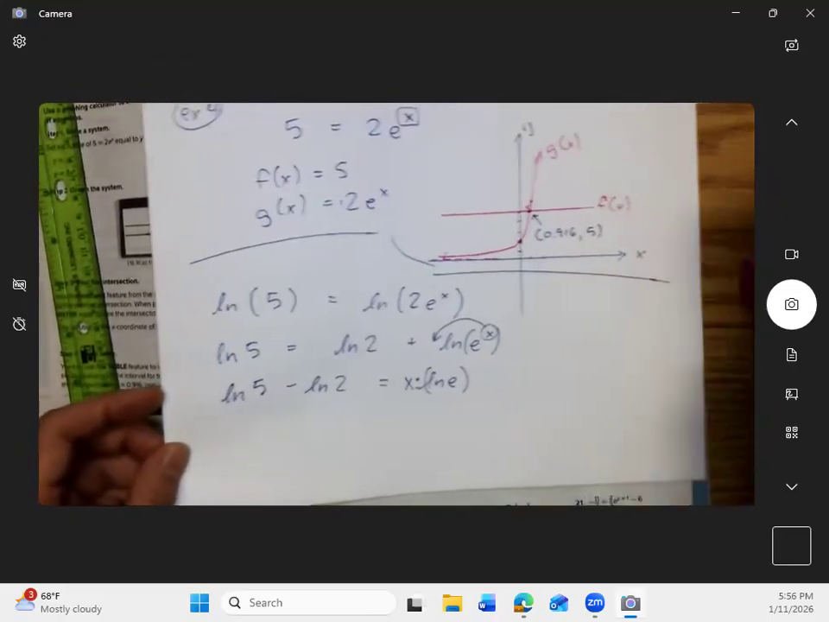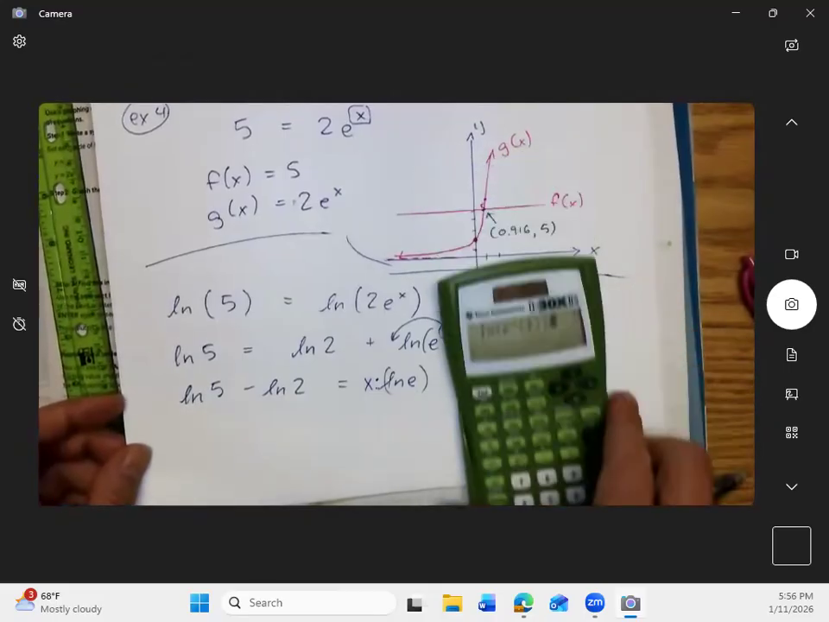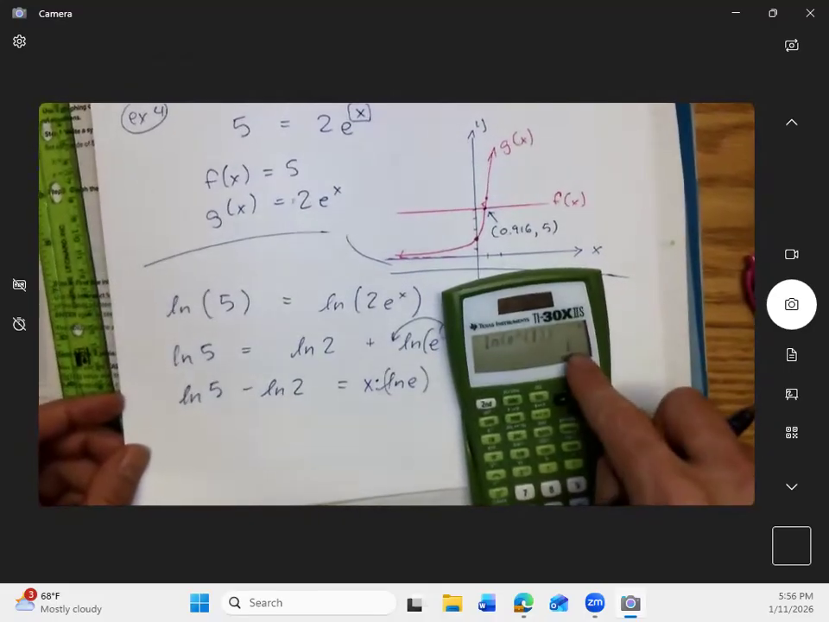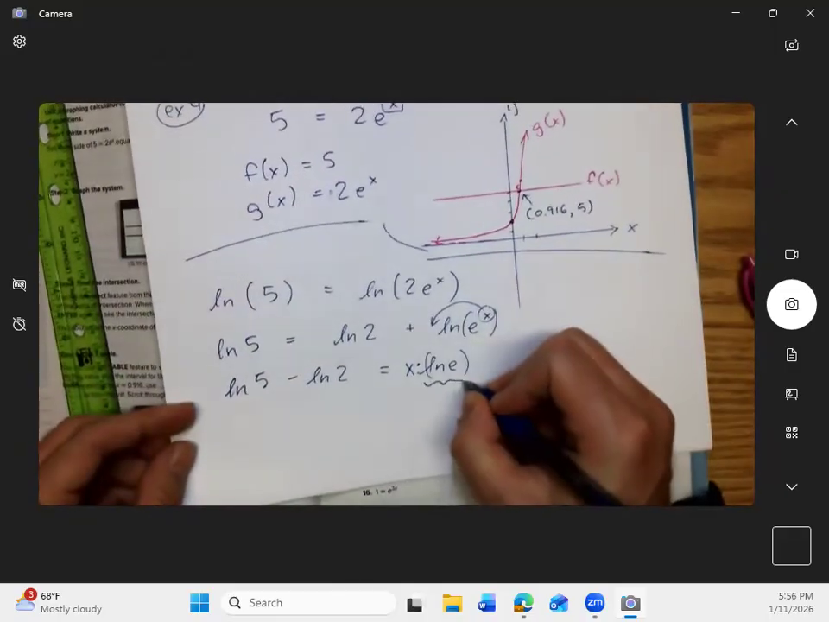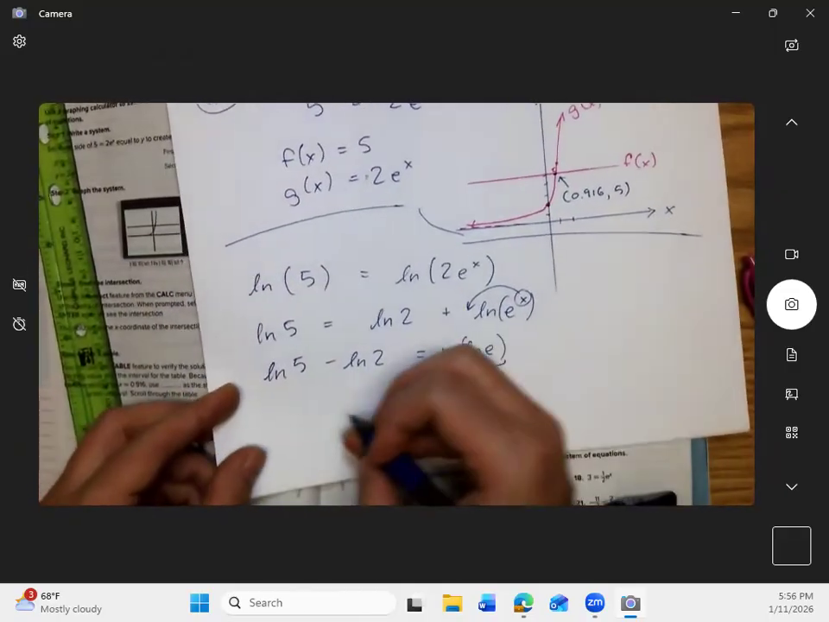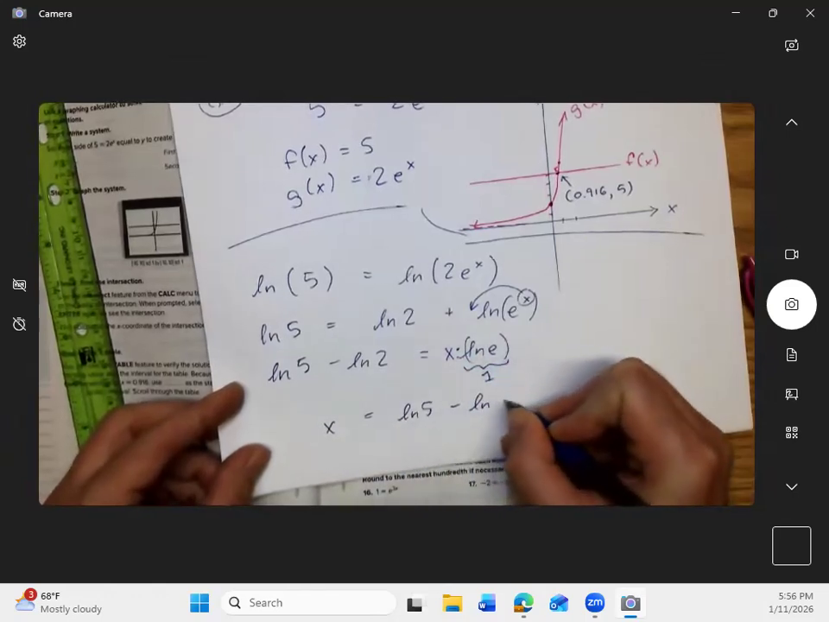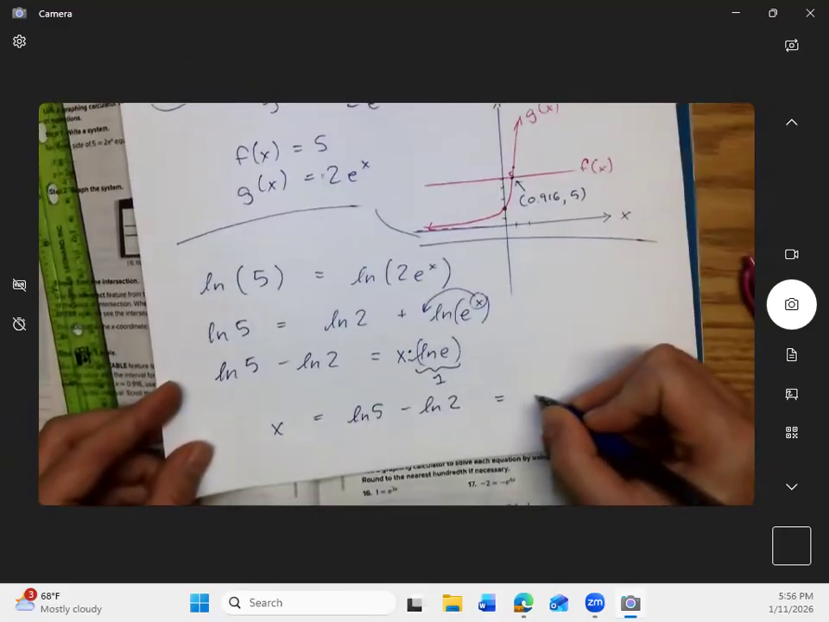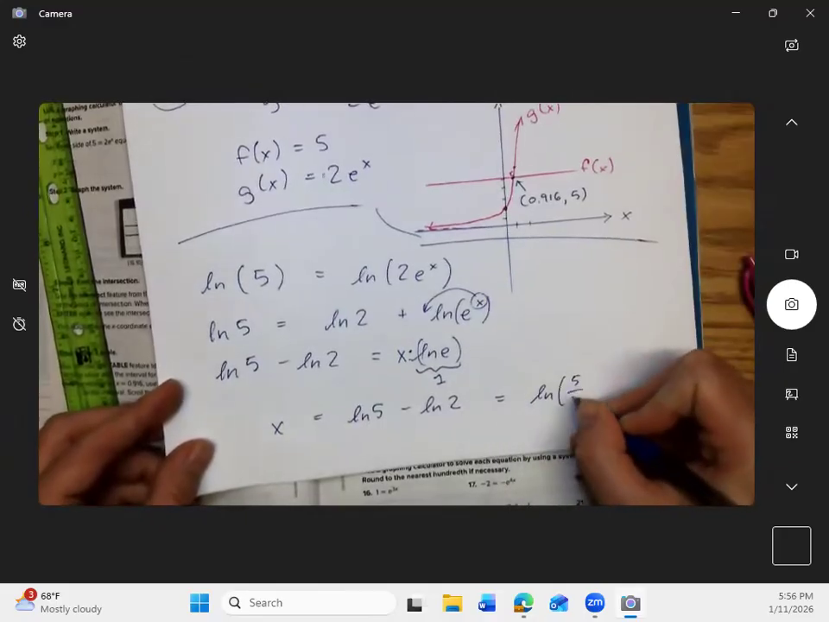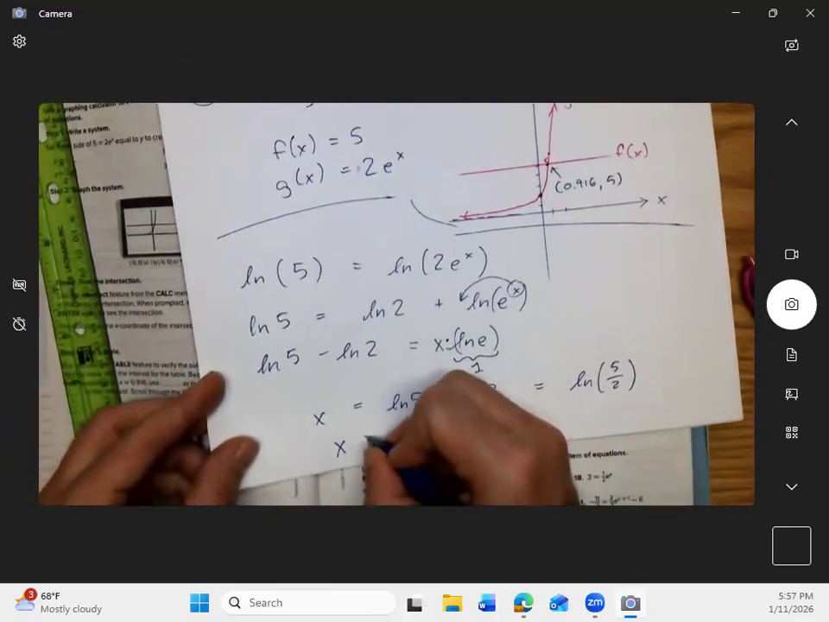And natural log of e, it turns out, and I'll show you guys, is 1, because natural log of e is 1. So this part is equal to 1, which means this whole right side is equal to x, which means this is the answer. So x is equal to natural log of 5 minus natural log of 2, which, by the way, was the same thing as natural log of 5 over 2. And I should get this number. Remember, x is 0.916. Let's see if I do.